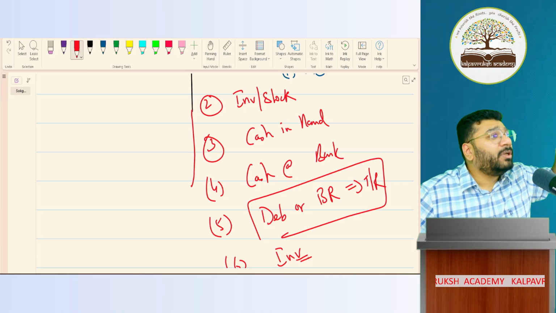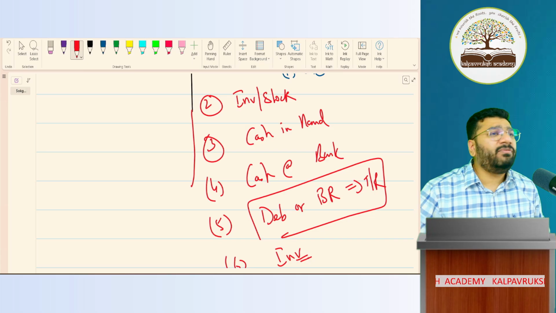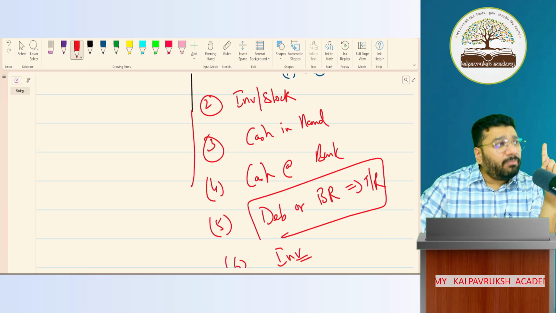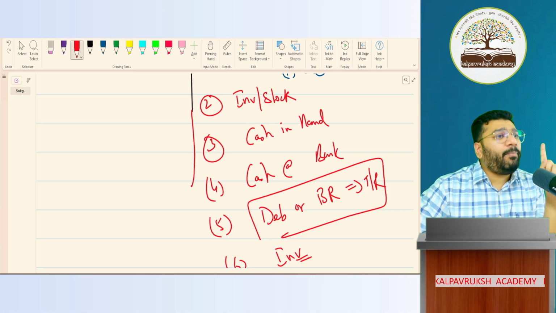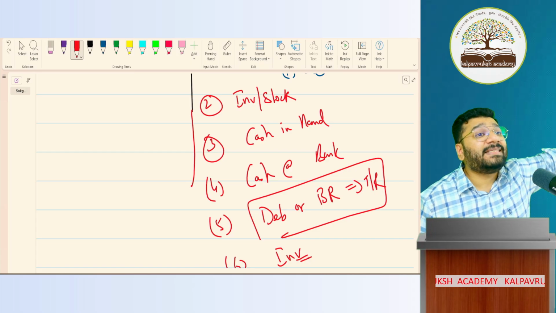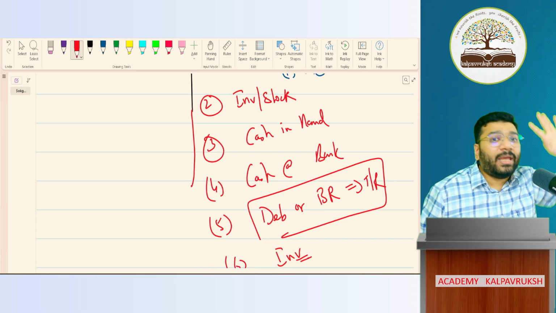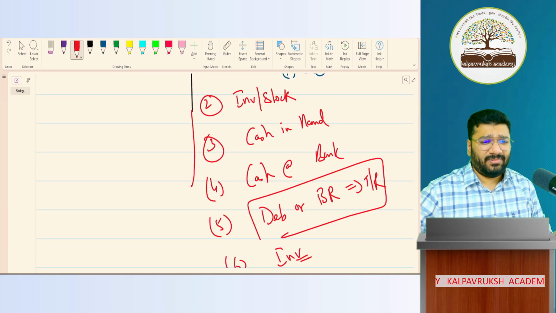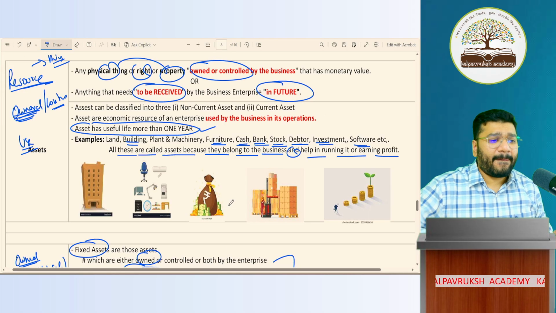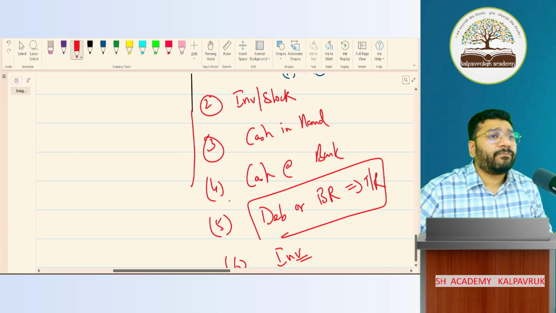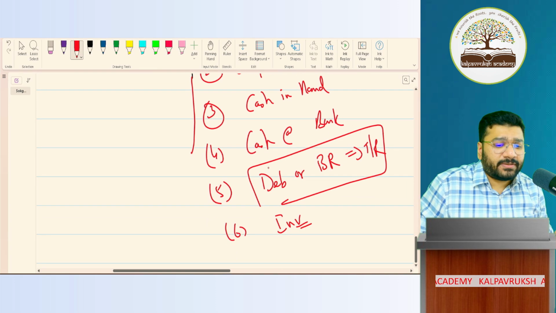If you think these are the only classification of assets, you are wrong. There is a huge list of assets which you cannot even learn by heart. So at the end, an item can be classified as an asset only if you know all these conditions. Looking at the conditions, you have to decide whether these are assets or not. There is nothing that you can learn by heart. Got it? Not got it? Investment. INV stands for investments.